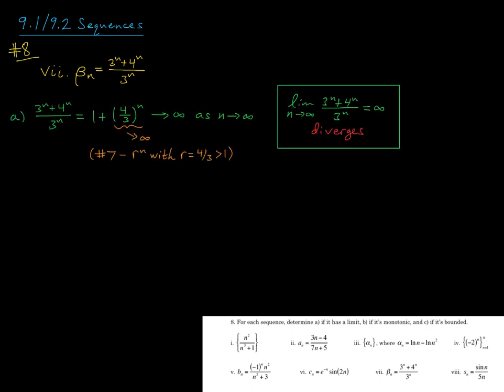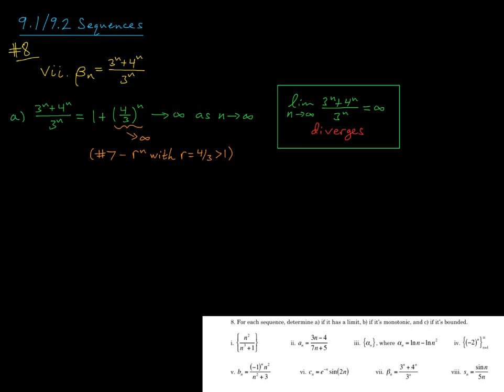Here's my recommendation for the first part, A. Let's rewrite this. If I divide 3 to the n by itself, that's a 1. And then 4 to the n over 3 to the n is really 4/3 to the nth power. Now what happens to this term as n becomes infinitely large? Since the base here is 4/3 and it's more than 1, as we argued in question 7, this thing is going to become infinitely large. So this sequence beta sub n will approach infinity as we let n approach infinity, and so this is a divergent sequence.